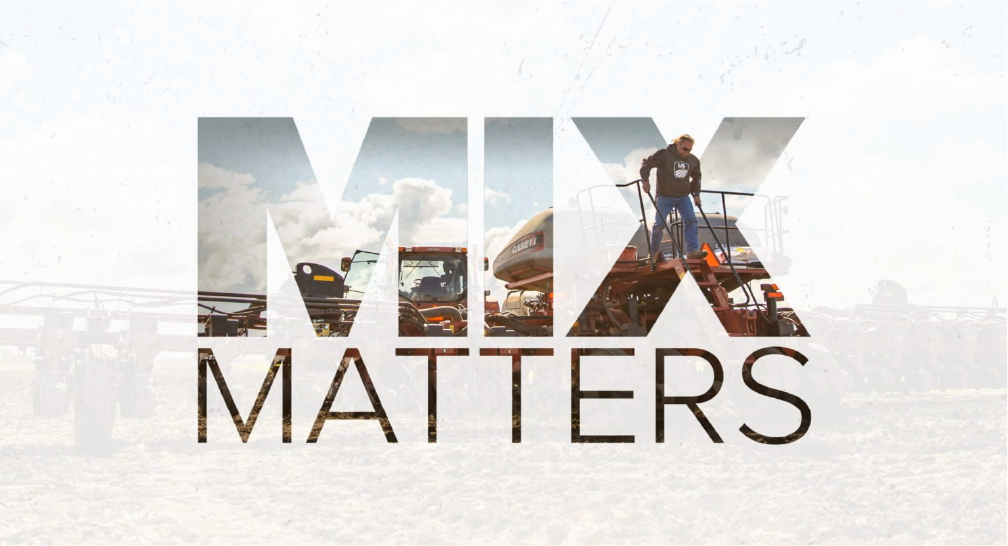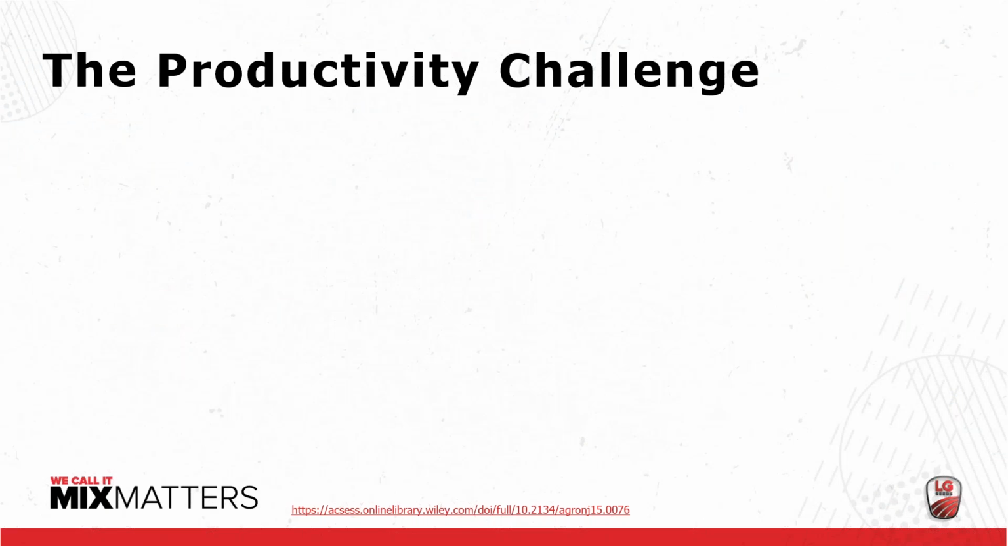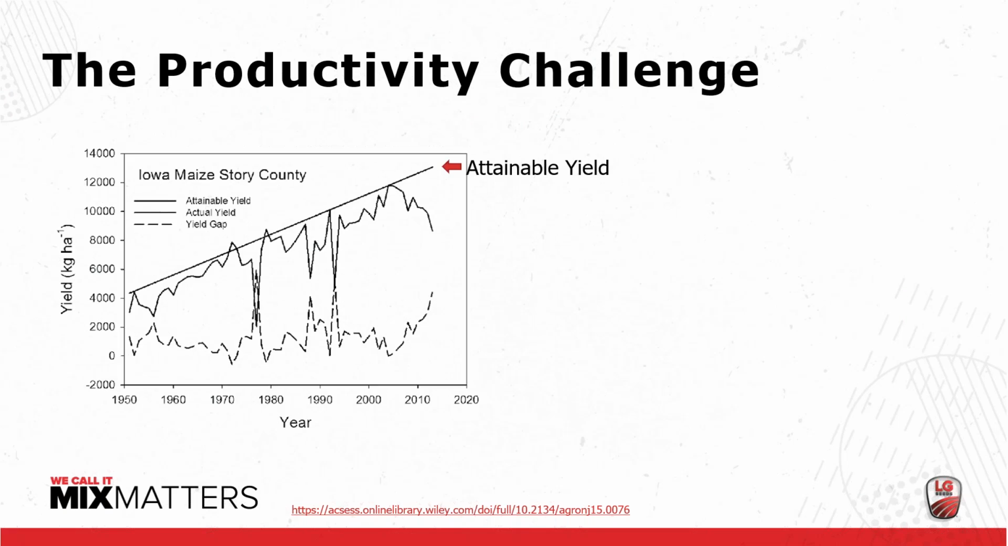And we're going to start off by taking a look at the productivity challenge that we all face. This is a slide put together by Iowa State University using Story County, Iowa as their example. And what they've done with this straight line you see extending from 1950 up to almost 2020 is they've calculated what they consider the attainable yield given the genetics of the time. And you can see that line steadily progressing through the years.